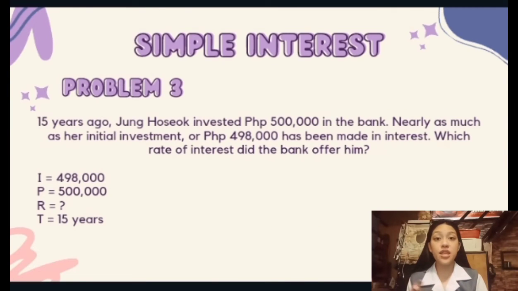And last activity problem. 15 years ago, Jung Ho-sok invested 500,000 in the bank, and nearly as much as his initial investment, or 498,000, has been made in interest. Which rate of interest did the bank offer him? Now let me show you the solution.